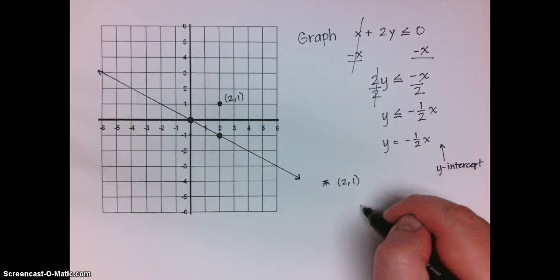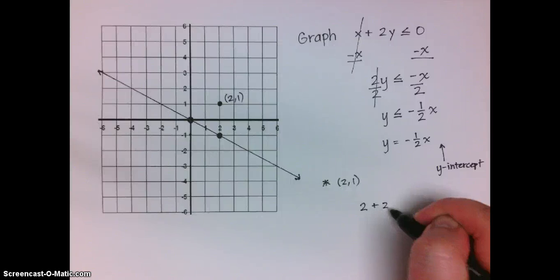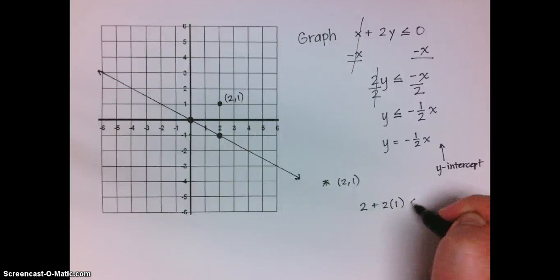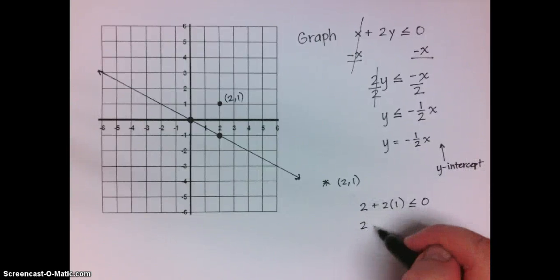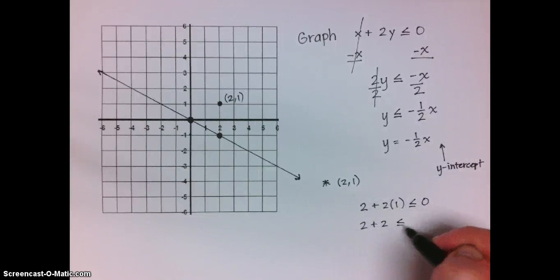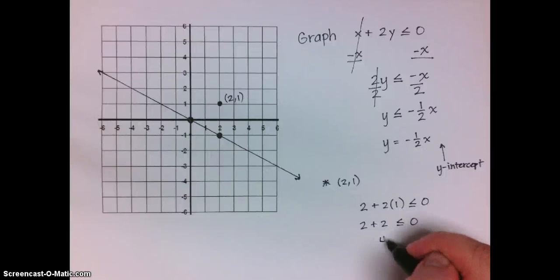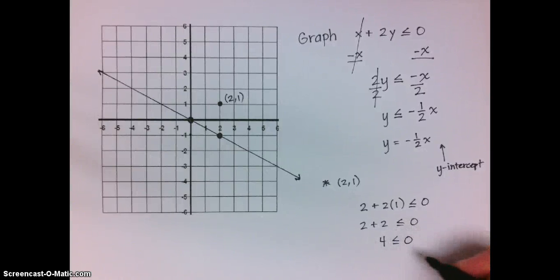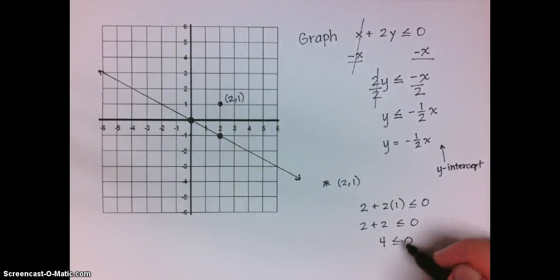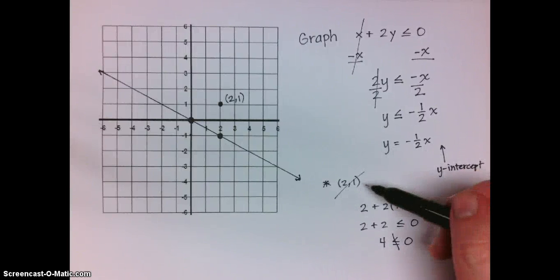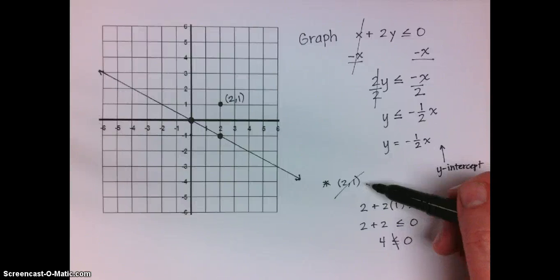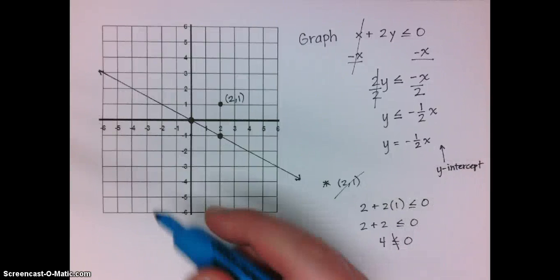So the x is 2 plus 2 times 1. I want to see if that's less than or equal to 0. So this is 2 plus 2. Is that less than or equal to 0? No, it's not. 4 is not less than or equal to 0, which means I'm not going to shade the side of the line that has this point. So I'm going to shade the opposite side.